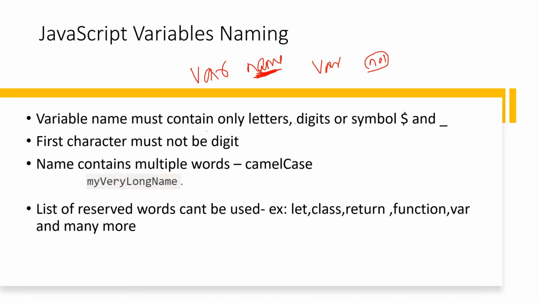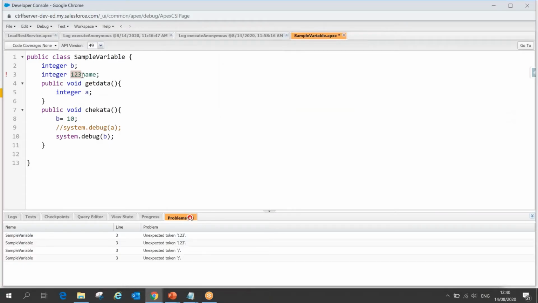A variable name must contain only letters, digits, the dollar symbol and underscore. So I cannot create a variable with var name ampersand. If I try to do that, it will throw an error message. And in the same way, the first character must not be a digit. Whenever I am creating a variable, the first character should not be a digit, like I have shown you in the Apex.